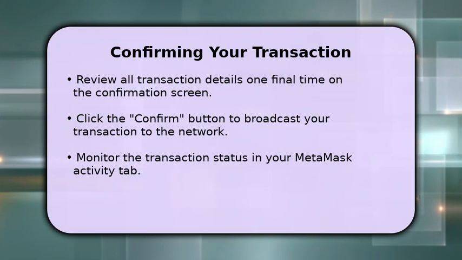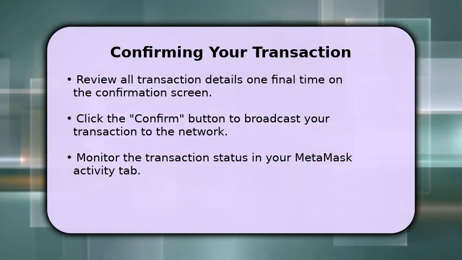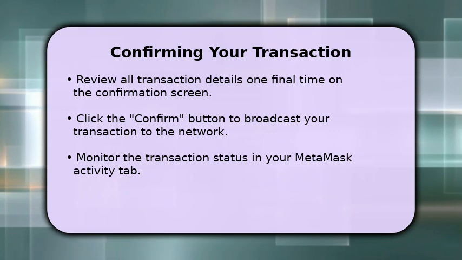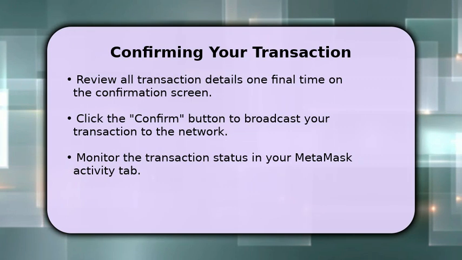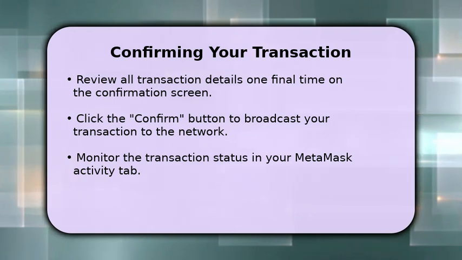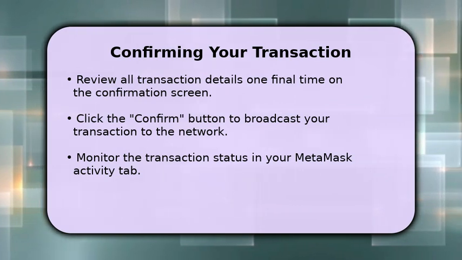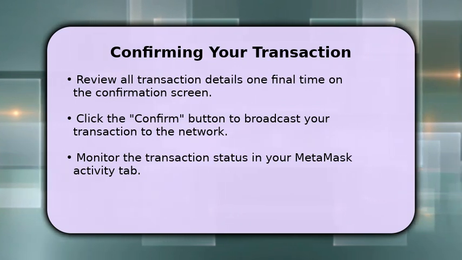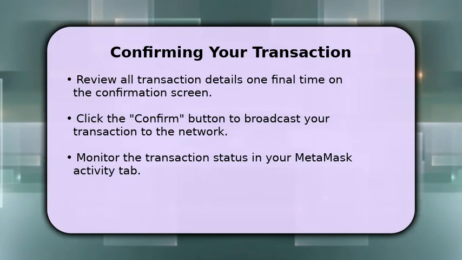Finally, it's time to confirm your transaction. A confirmation screen will appear, displaying all the details: the recipient, the amount, and the total gas fee. This is your last chance to review everything for accuracy. Once you are absolutely certain all information is correct, click the Confirm button. Your transaction will then be broadcast to the blockchain network. You can monitor its progress and status in the Activity tab within your MetaMask wallet.